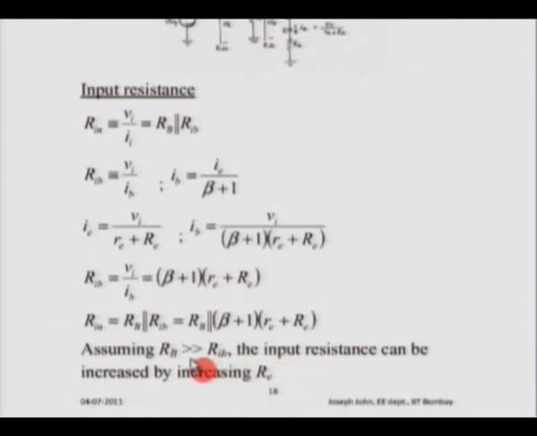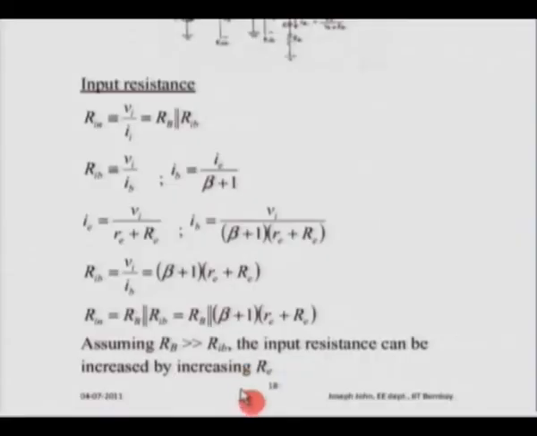So, we see that if we can choose RB to be very high, then just by increasing RE, the input resistance of the common emitter amplifier without an emitter bypass capacitor will be very high. If you remember, in the previous case our main minus point was that the input resistance was very small. In this case, there will be a substantial increase in the input resistance.